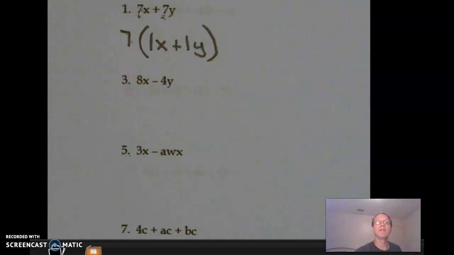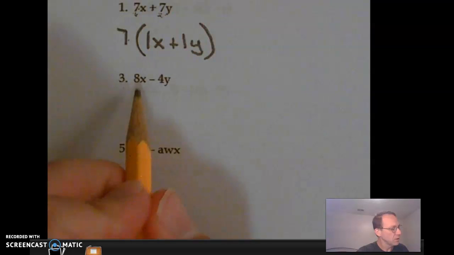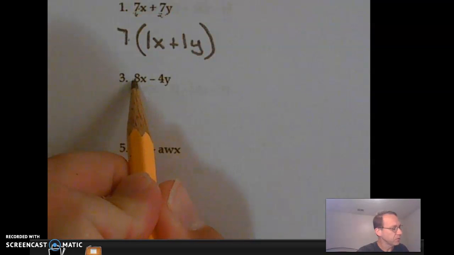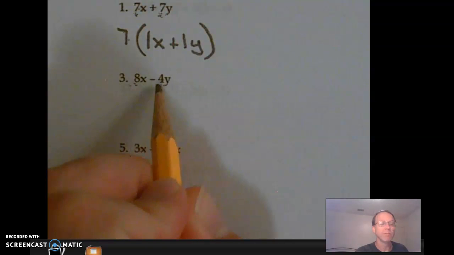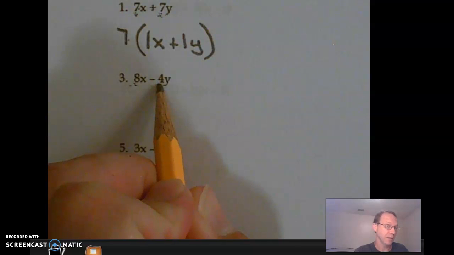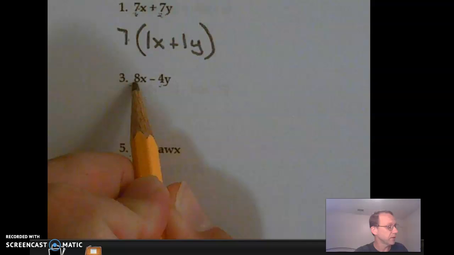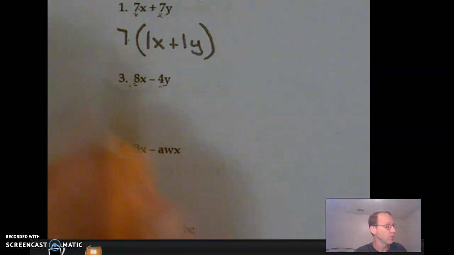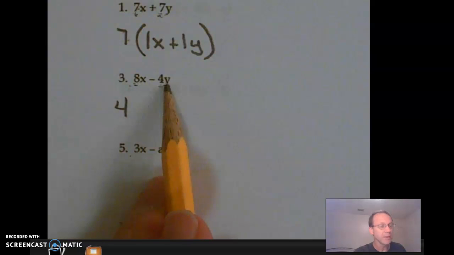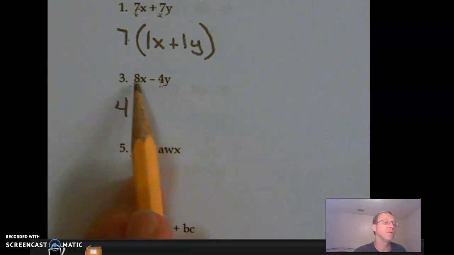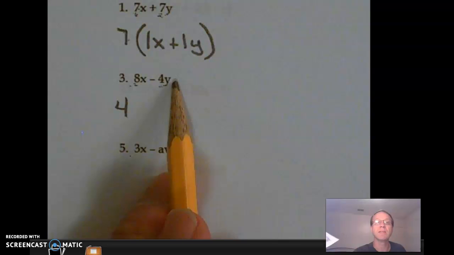Okay, let's look at number 3. So what's the greatest common factor? So what's the largest number that goes into 8 and 4 evenly? Well, we know that 2 goes into both of them evenly, but we want the greatest common factor. So the greatest number that goes into 8 and 4 evenly is 4. So we write that down. Notice the letters are different, so we're going to do nothing with those letters. Those are going to stay the same.